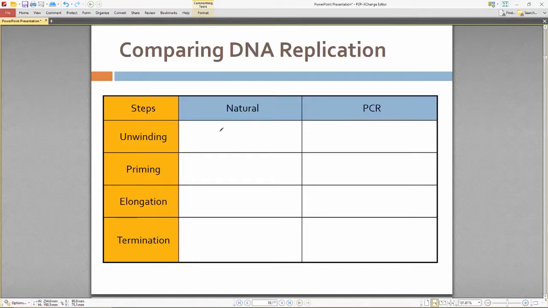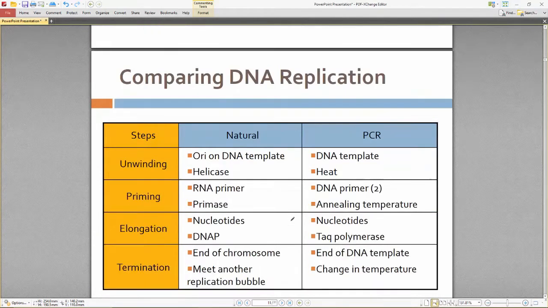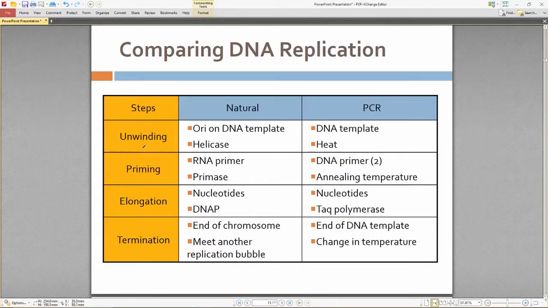Naturally, all of this occurs because we have the biological machinery, but if we wanted to replicate this outside of the cell, we use a technique called PCR. So, let's go through this. Normally, you start replication at an ORI on the DNA template, and helicase comes on and unwinds the DNA. In PCR, we provide the DNA template, and we use heat to unwind the DNA. For priming, we normally use RNA primers with a primase, but in PCR, we use two DNA primers and something called an annealing temperature.